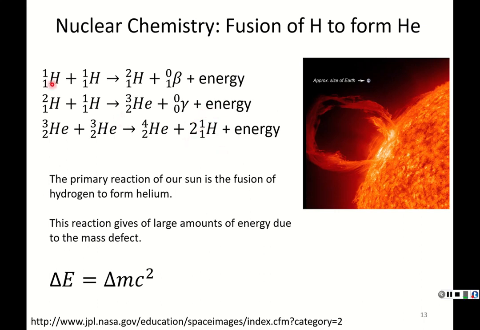What you'll notice here is these numbers add up to each other. So 1 plus 1 equals 2 plus 0. 1 plus 1 equals 1 plus 1. 2 plus 1 equals 3 plus 0. And 1 plus 1 equals 2 plus 0. So those numbers have to add up on both sides of the arrow.